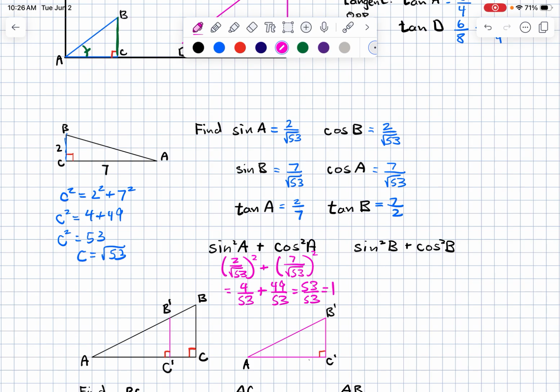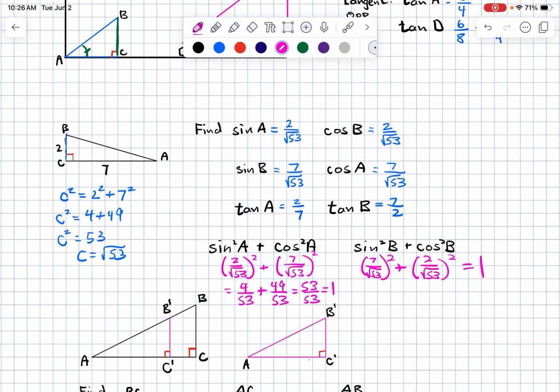Now, that's pretty darn interesting. Sine squared A plus cosine squared A equals 1. Now, that's true always, and this is called a Pythagorean identity. So that's another important point. And we could do the same thing for sine B and cosine B. You get 1 as well.